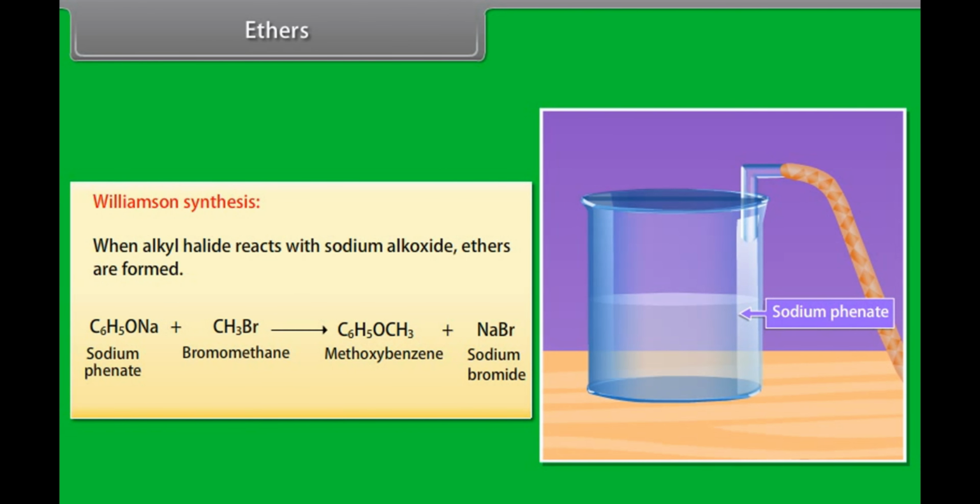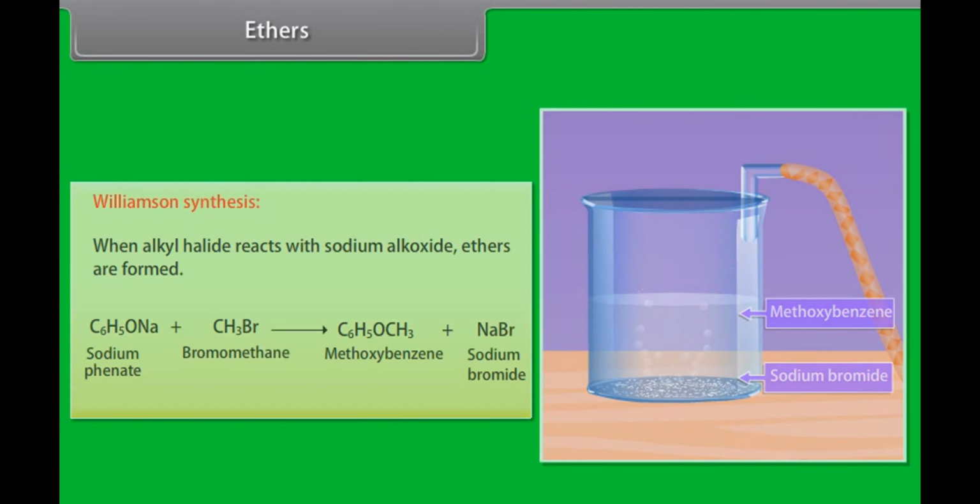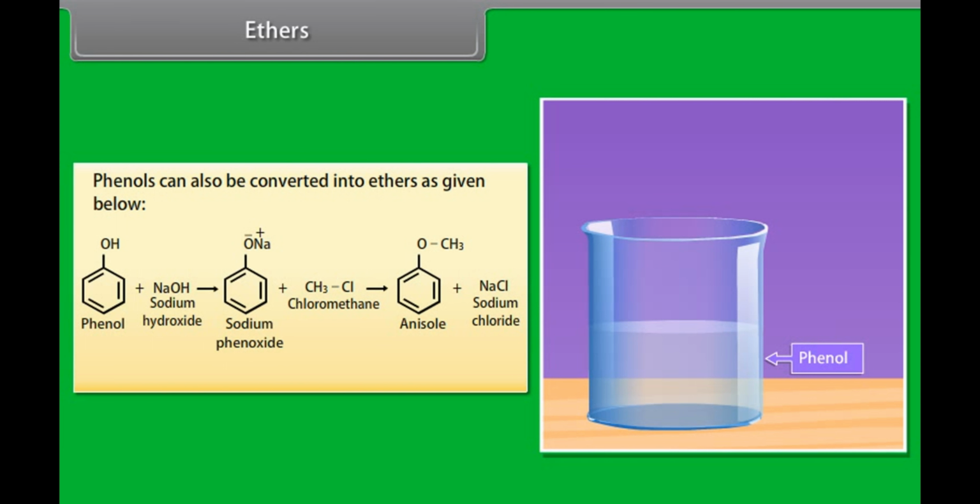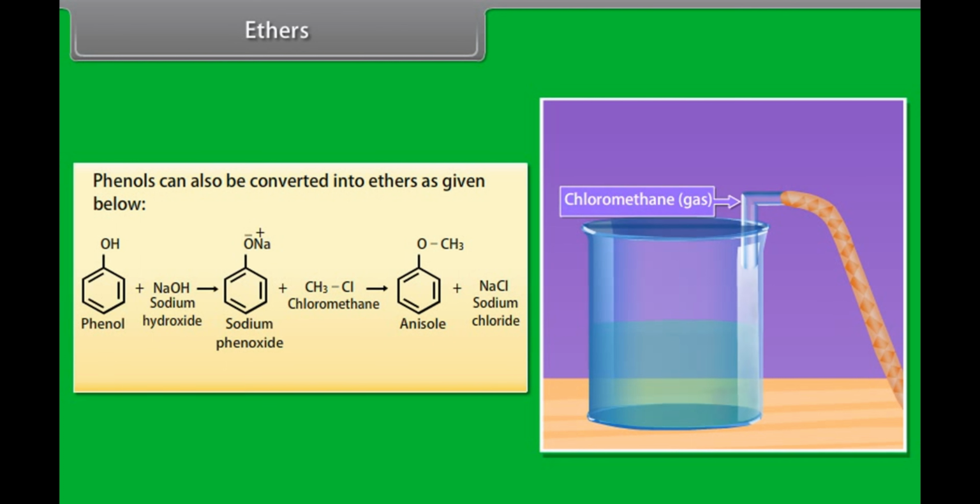Williamson synthesis. When alkyl halide reacts with sodium alkoxide, ethers are formed. Bromomethane is mixed with sodium phenate and it gives methoxybenzene and sodium bromide. Phenols can also be converted into ethers as given below. On mixing sodium hydroxide with phenol, it forms sodium phenoxide, then on adding chloromethane, it forms anisole and sodium chloride.